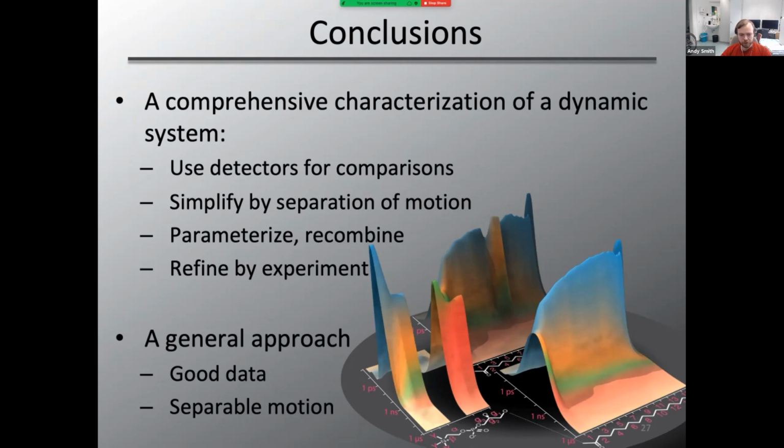But this is also a totally general approach. The things you need are good experimental and simulation data, and you need somehow separable motion. So you need to be able to define frames that actually separate out your motion.